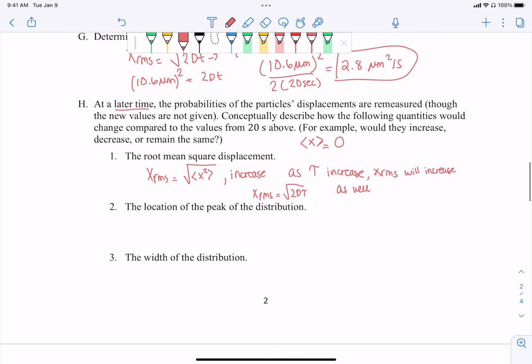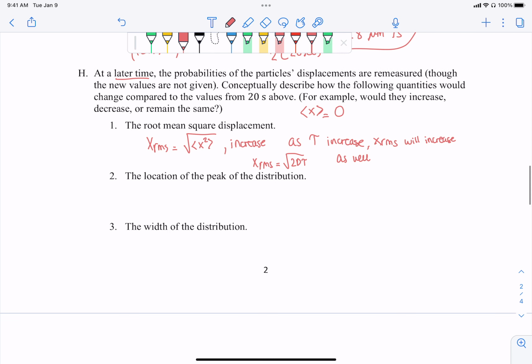Now, if we go to 2, location of the peak of the distribution. So if we were once again to think about this like with a bell curve, or with the histograms that I was talking about before, location of the peak is the location with the highest probability of the particles being there, right? So how will that change? So we got decrease and we got same.